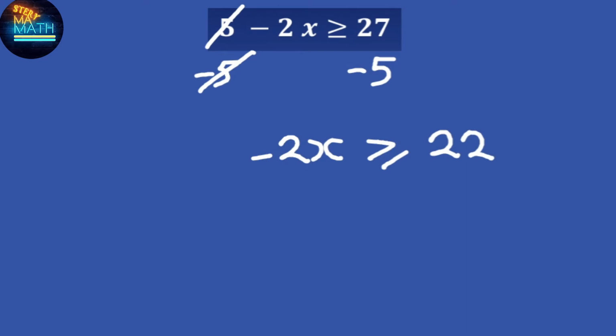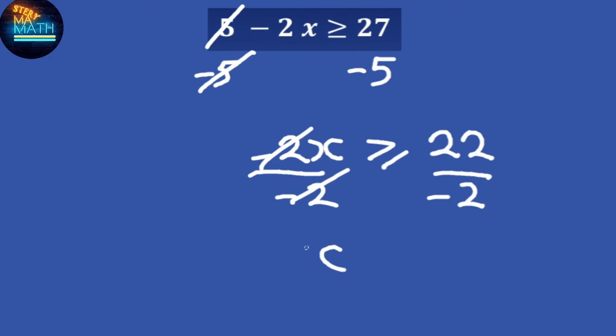22. And here the coefficient is negative 2, so you will divide by negative 2, and you will flip the sign because you will divide by a negative number, which is negative 2. So here divided by negative 2, and also here divided by negative 2. Negative 2 and negative 2 will cancel out, so x is less than or equal to 22 divided by negative 2, which is negative 11.